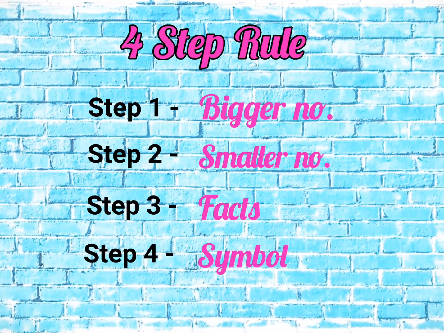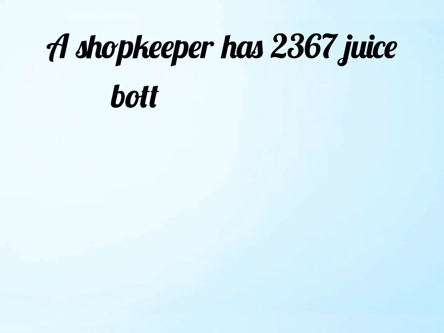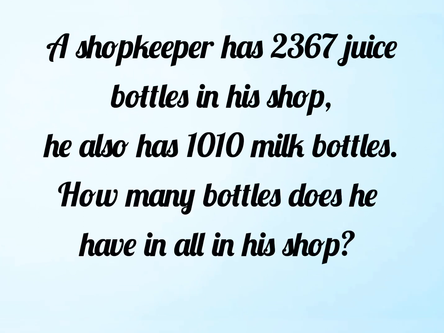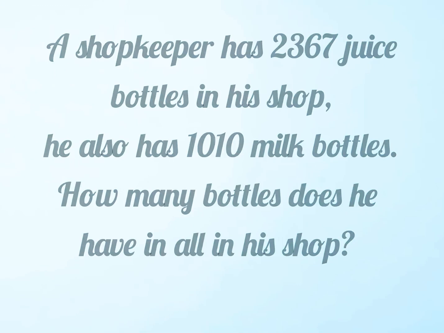Now let us understand with an example. A shopkeeper has 2,367 juice bottles in his shop. He also has 1,010 milk bottles. How many bottles does he have in all in his shop? Now let's try and solve this story sum with the 4-step rule.